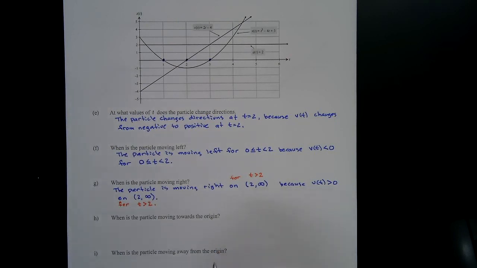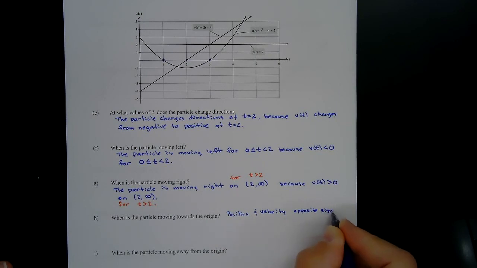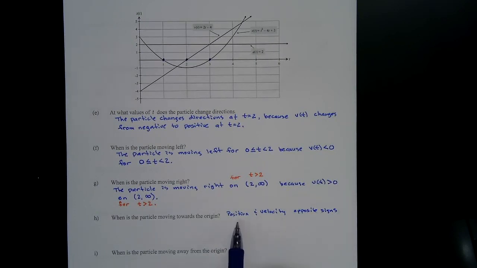Position and velocity would have to be opposite signs. That's what I'm trying to get at. Because if we're on the right side, we would have to be moving left to be going towards the origin, or we'd be on the left side moving right. So when are we moving to the origin?